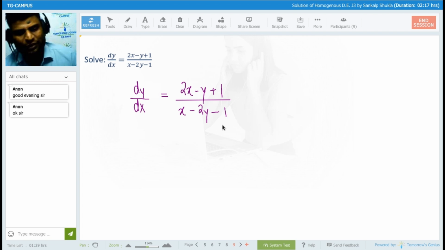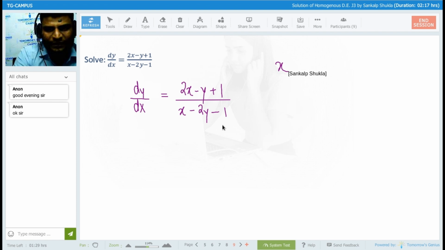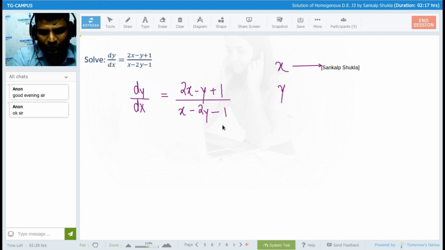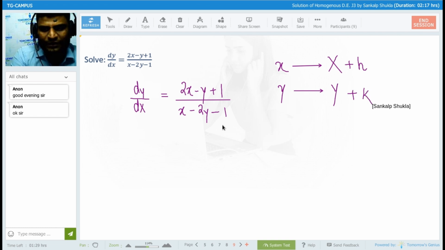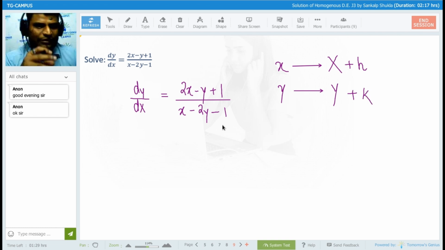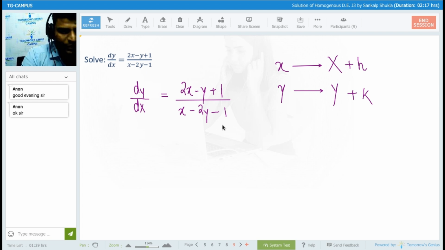Okay, so I'll give you a trick also. I have to replace my x and y. This x should be replaced with capital X plus h, right? And this y should be replaced as capital Y plus k, right? So when you do this, everything will be changed, right? But dy by dx will be the same as d capital Y upon d capital X.